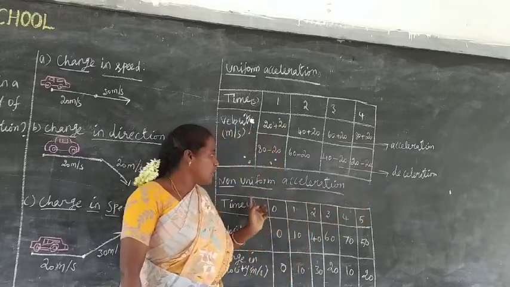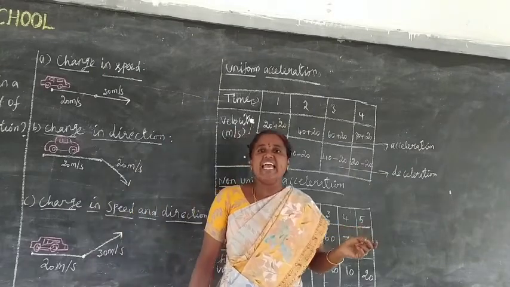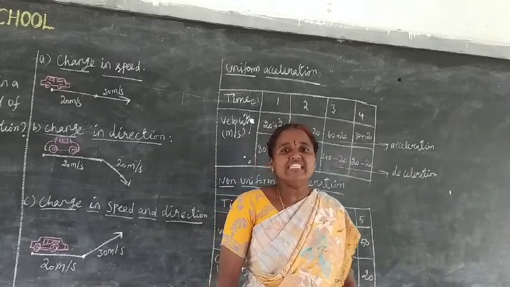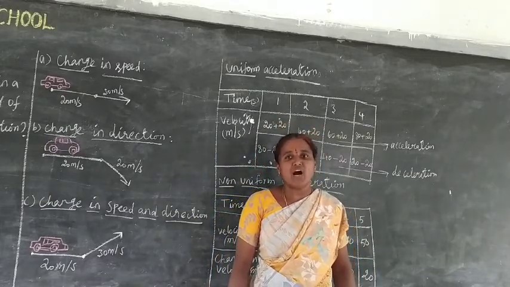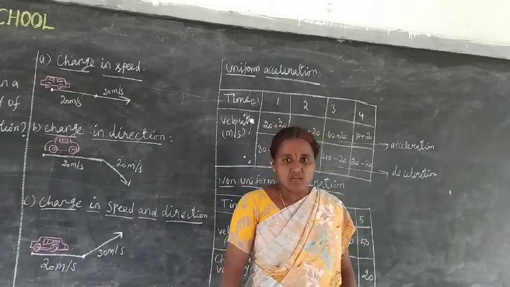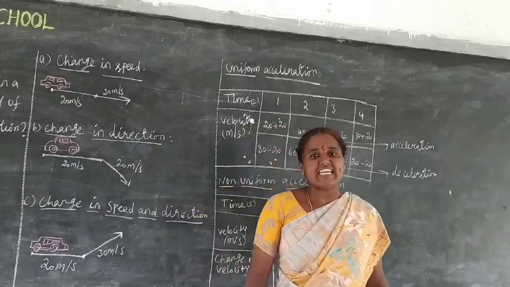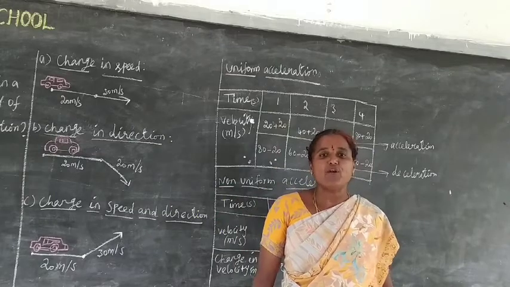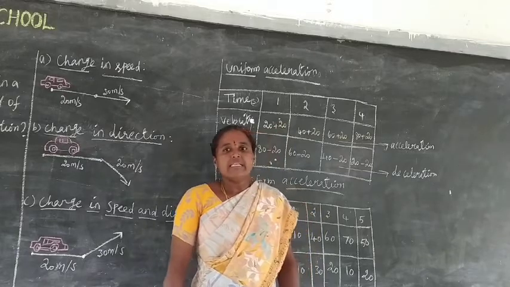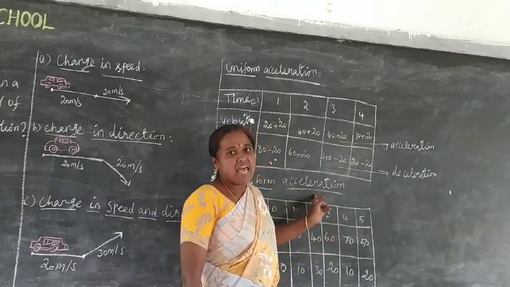Next one is non-uniform acceleration. What is non-uniform acceleration? An object undergoes non-uniform acceleration if the change in its velocity for every unit of time is not the same. This table shows a moving car with a non-uniform acceleration.